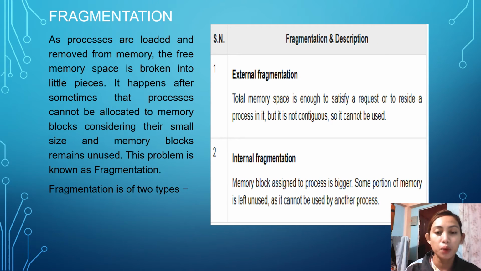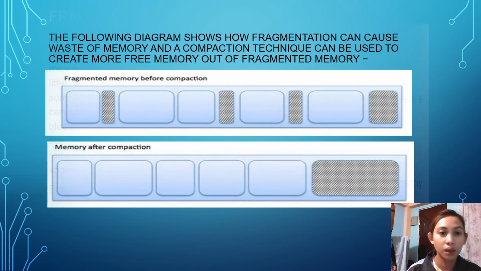The second one is internal fragmentation. The memory block assigned to a process is bigger than requested. Some portion of memory is left unused, as it cannot be used by another process. The following diagram shows how fragmentation can cause waste of memory, and a compaction technique can be used to create more free memory out of fragmentation.